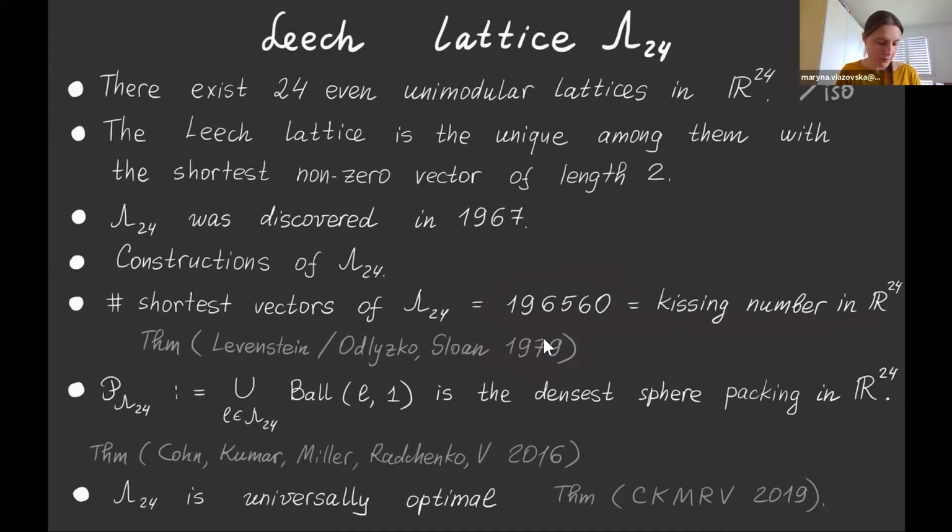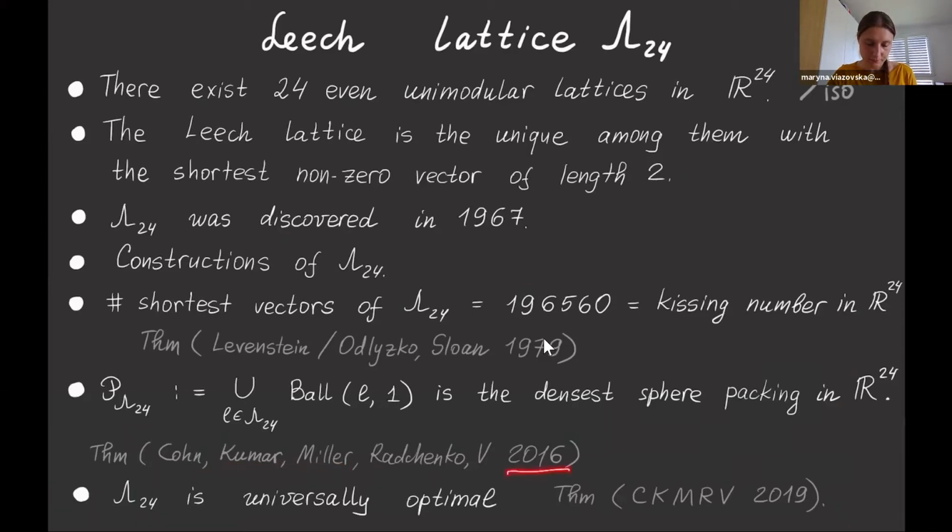Now, from the Leech lattice we can construct a sphere packing. We put one ball of radius 1 with center at each point of our Leech lattice. This way we get a sphere packing because these balls will not intersect. And this packing turns out to be the densest possible packing in dimension 24. This is the result we have proven together with Henry Cohn, Abhinav Kumar, Stephen Miller, and Danylo Radchenko in 2016.